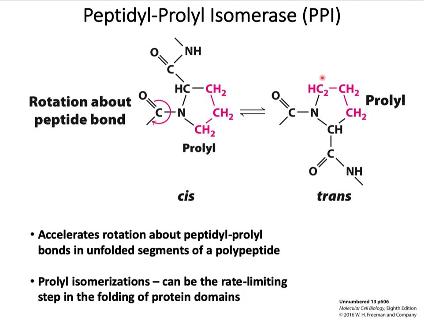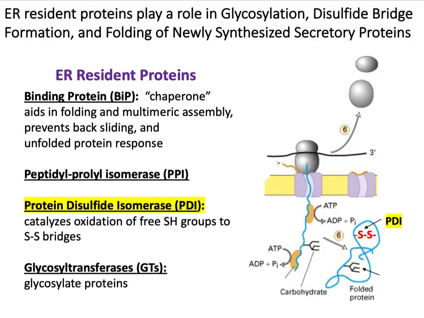So the peptidyl prolyl isomerase actually accelerates this rotation about the peptidyl prolyl bonds in the unfolded segments of a polypeptide, and this is very important for protein folding. Another important protein in the ER lumen is the protein disulfide isomerase, or PDI, and it catalyzes the formation of disulfide bridges in proteins, which also aids in appropriate folding. So we are going to take a look at these.